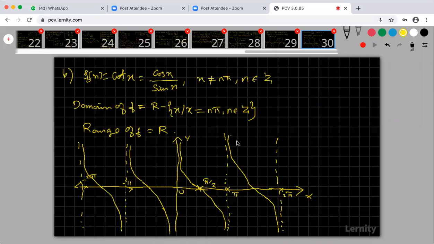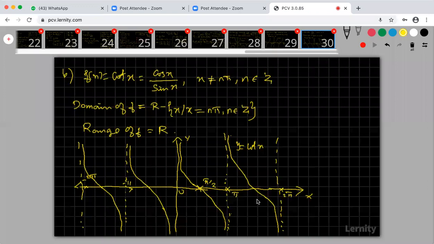Please note that at x equal to 2 pi, pi, 0, minus pi, minus 2 pi, for those values the function is undefined. That is not at all in your domain. At these values your function approaches infinity only. So this is the y equal to cot x graph.